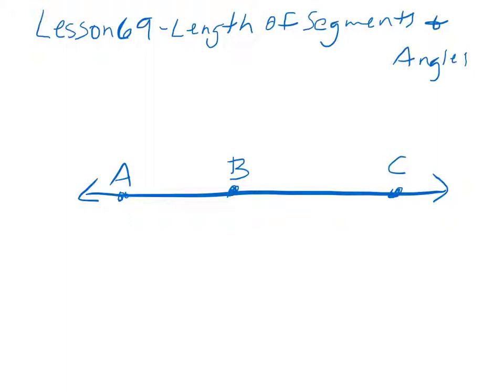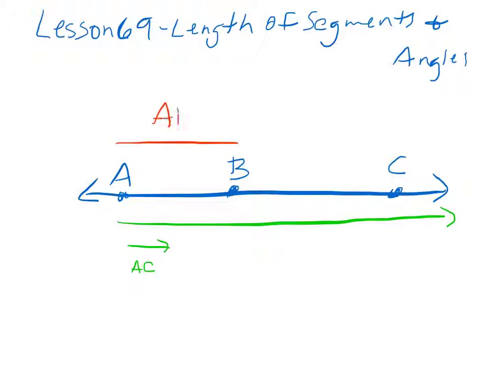And some different things. If I was talking about starting at A and then going on into C, I could call that ray AC. If I just wanted to talk about the line between A and B here, I could call that segment AB. And if I wanted to talk about the whole blue line, I could call that line AC. So remember those different labels for rays, segments, and lines.